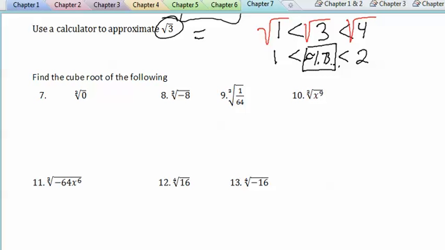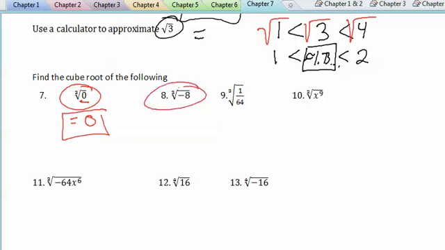All right, let's take a look at cube roots real quick. Cube roots are very similar to square roots. You're looking for a number that 3 times itself, not 2 times like square roots, but 3 times, will give you that number. So looking at the cube root of 0, what number 3 times itself would give you 0? Well, that would be 0.